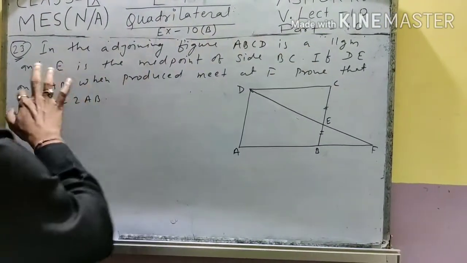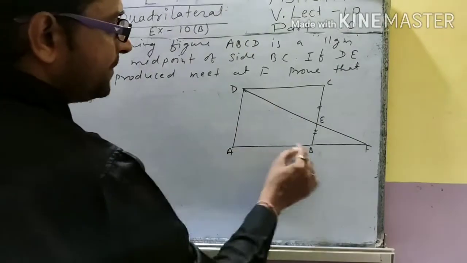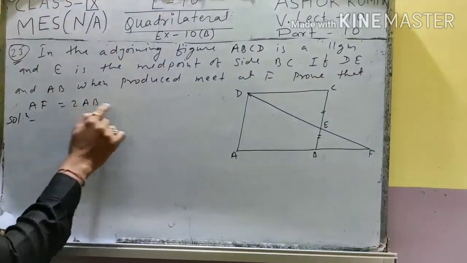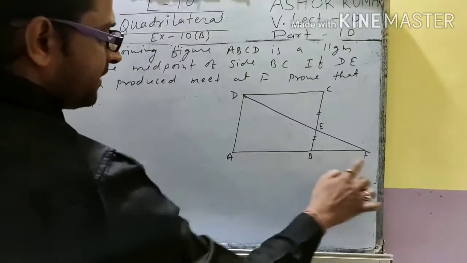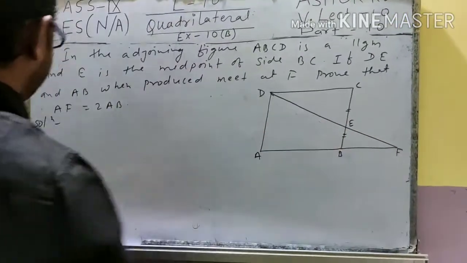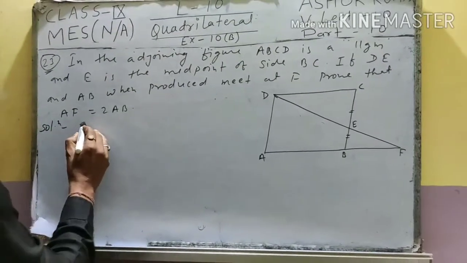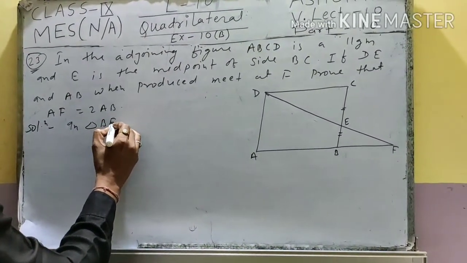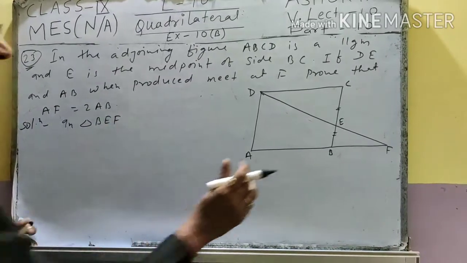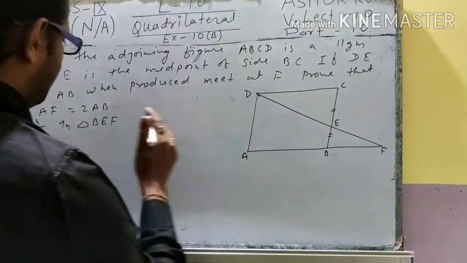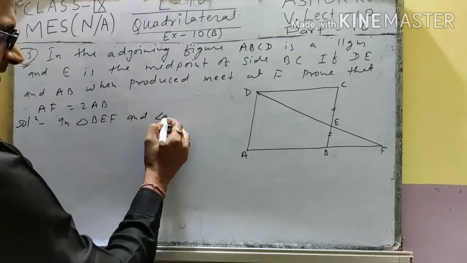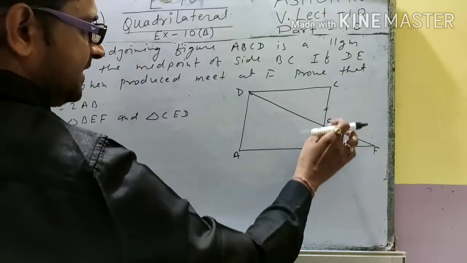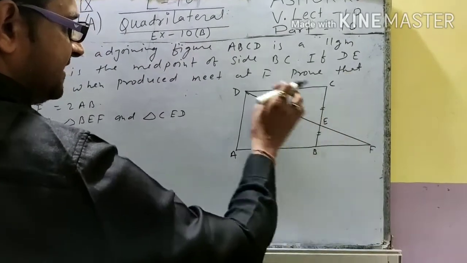If DE and AB are produced to F, prove that AF is equal to 2 times of AB. So AF is equal to 2 times of AB. Okay, student, in this case we can take triangle BEF. Look at the triangle. In triangle BEF and triangle CED.